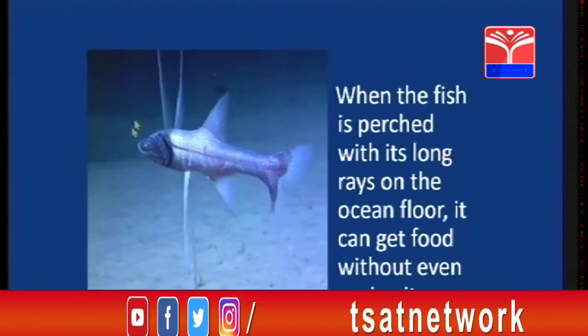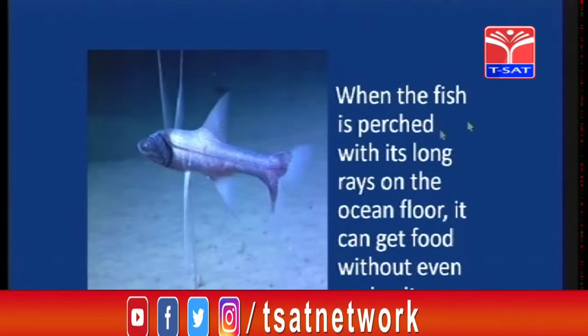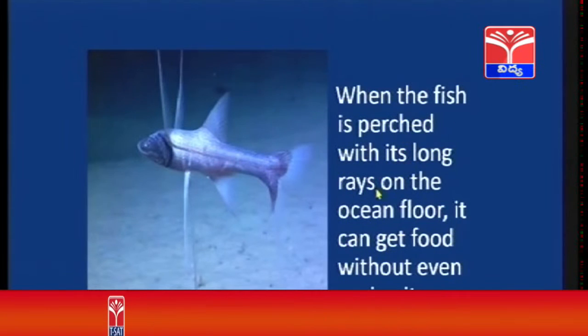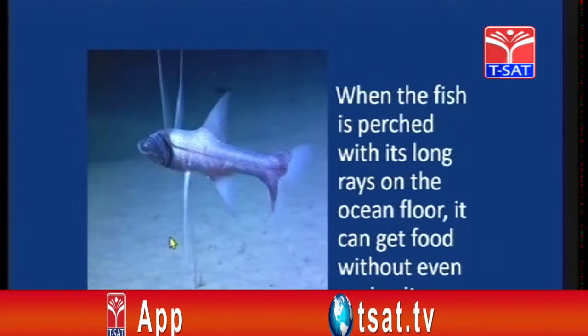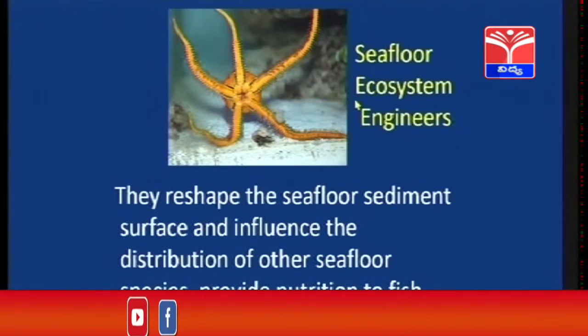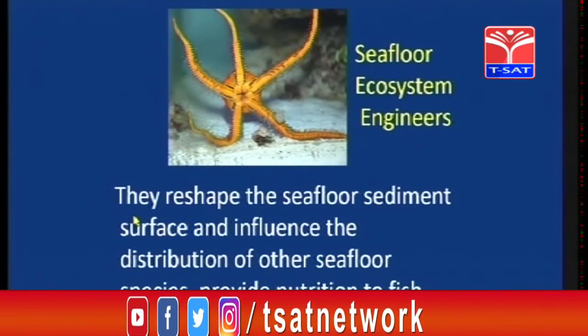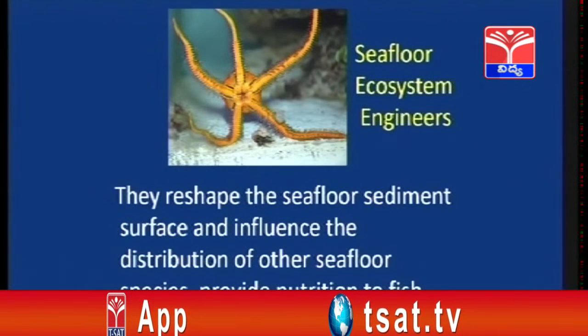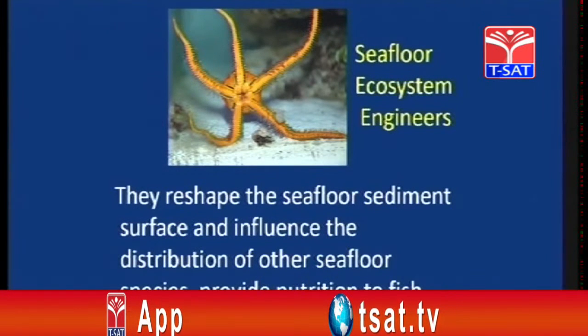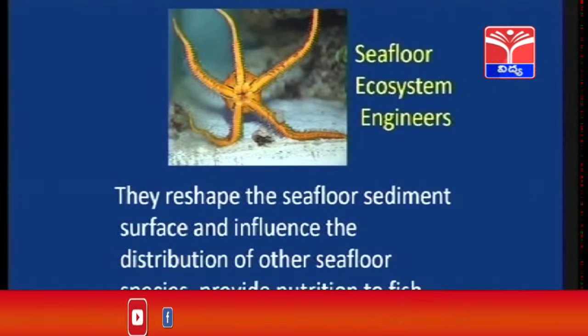This is again a type of fish, children. When the fish is perched with its long rays on the ocean floor, it can get food even without seeing it. So with the help of these rays, it will get the food. So children, these are called sea floor engineers, that is brittle stars. Why are they called sea floor engineers? Let's see. They reshape the sea floor sediment surface and influence the distribution of other sea floor species, and provide nutrition to fish, sea stars and crab predators.